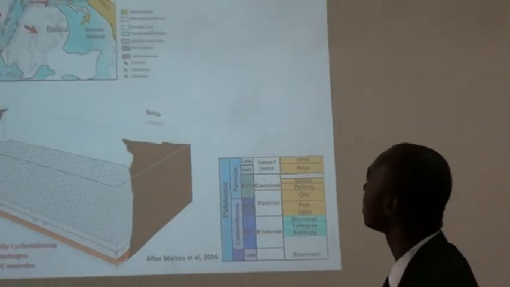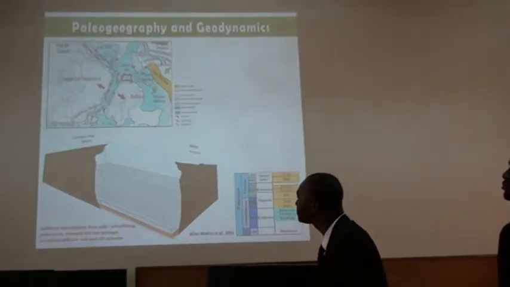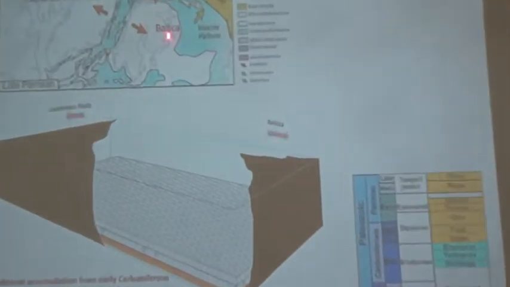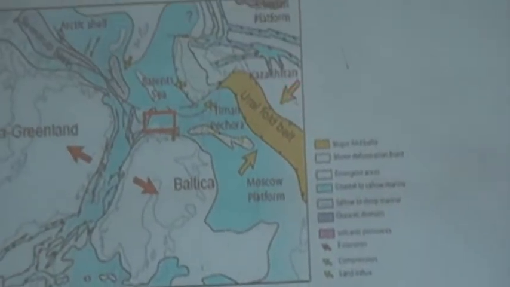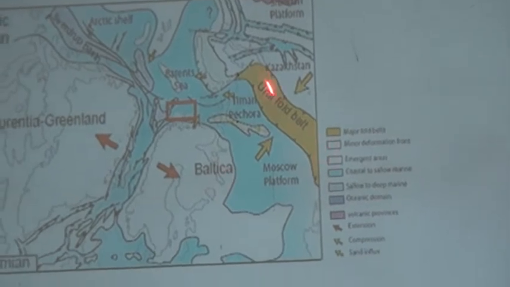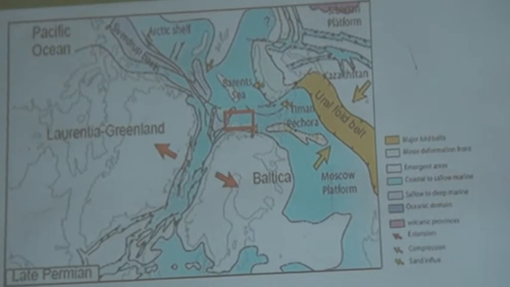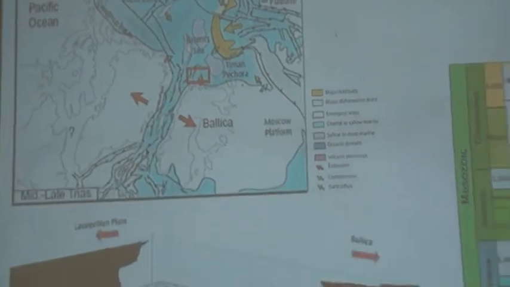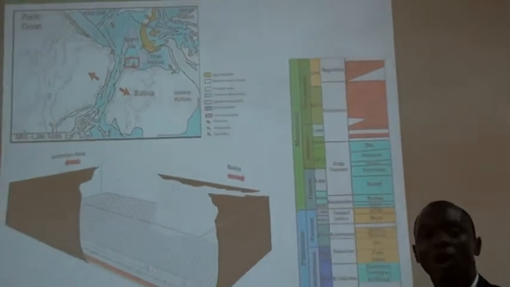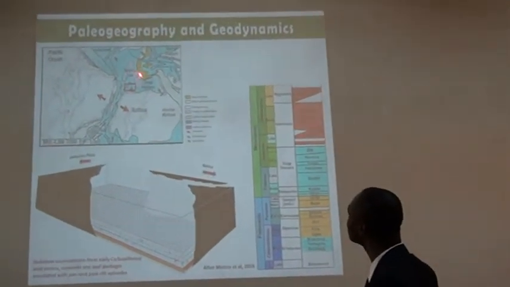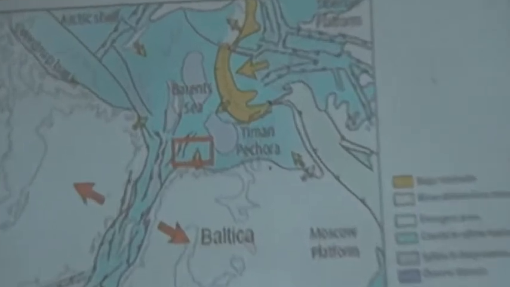Now, prior to this time, the rifting between the Baltican and the Laurentian plates meant that the Baltican plate collided with the Kazakhstan plate, leading to the formation of the Ural Fold Mountains, since both plates are continental plates. And subsequently, by mid to late Triassic, the Ural Fold Belt had completely developed and experienced a westward shift toward the western part of the Barents Sea.